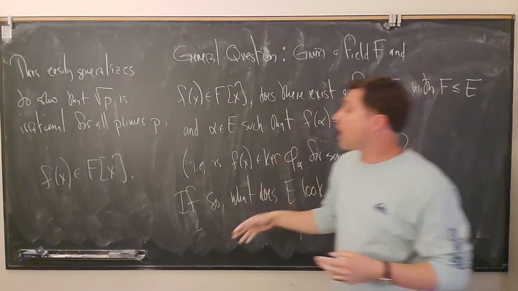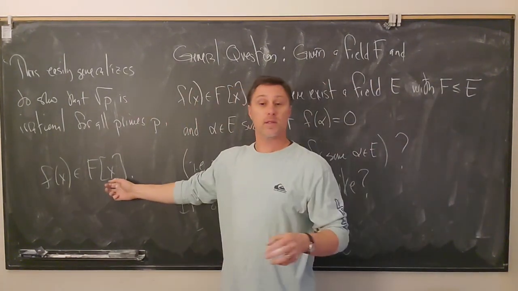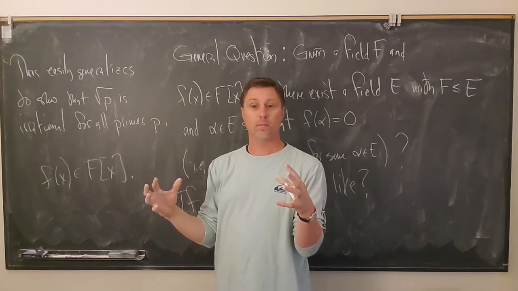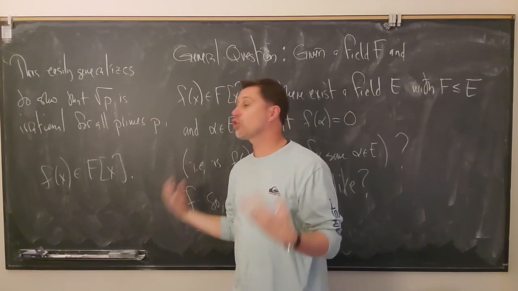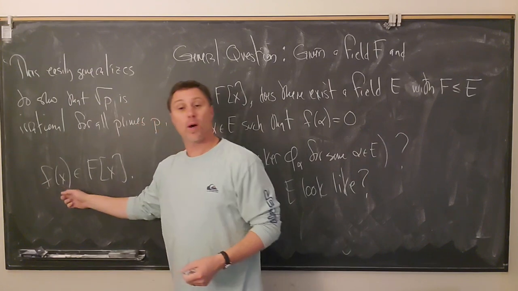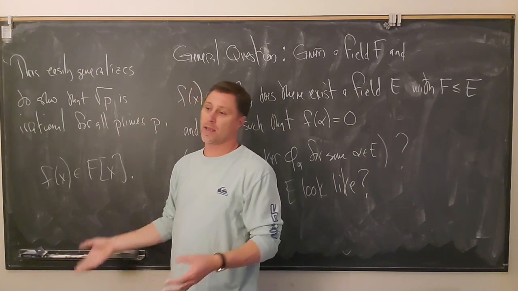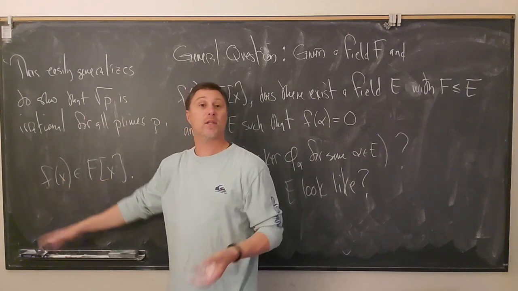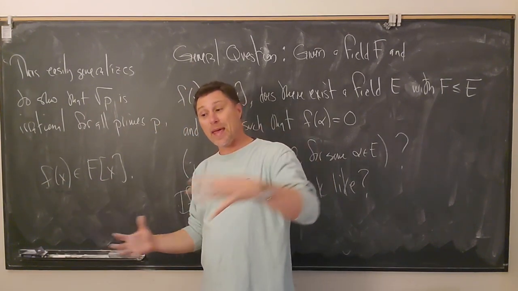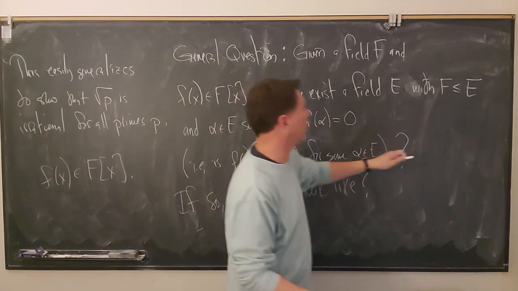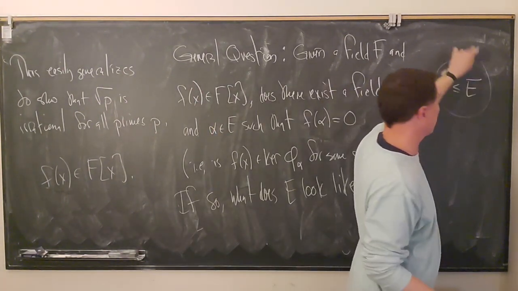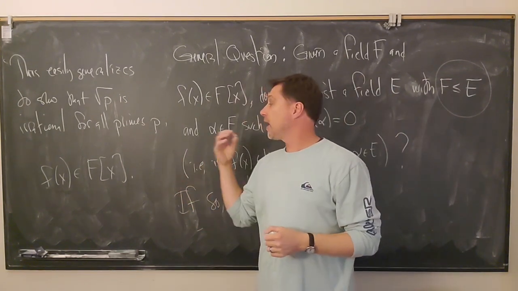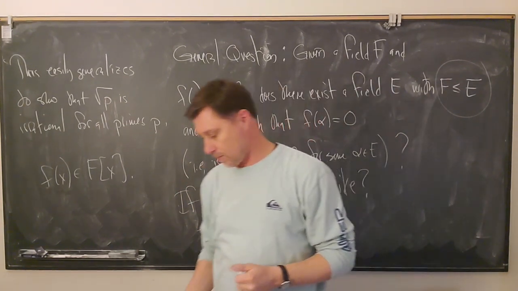You start off with a polynomial in F[x]. Can you expand F in such a way that you actually create a zero of this polynomial? You might run through all of F and find there's nobody in F that, when I plug it into f(x), gives zero. Can we expand F? That's where this part comes in. Can we enlarge it so that we actually find a zero of the polynomial f(x)?